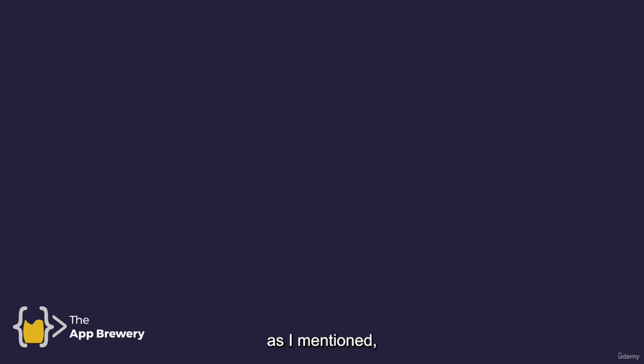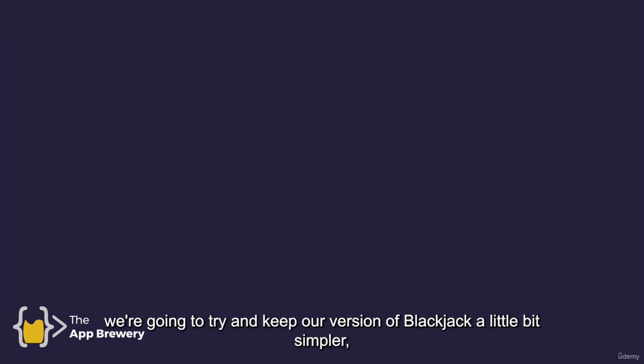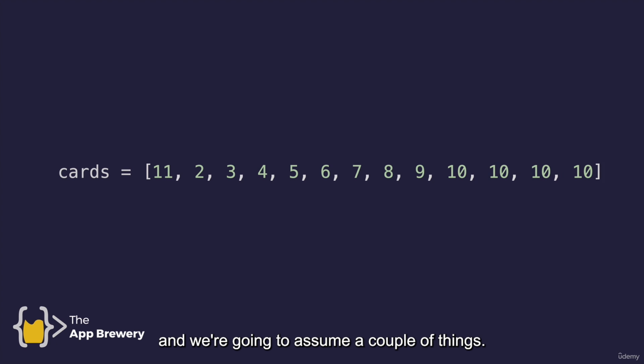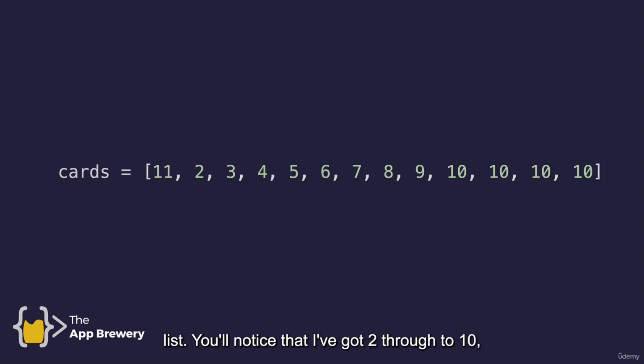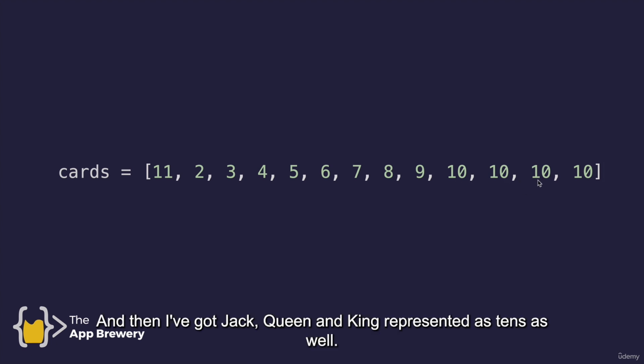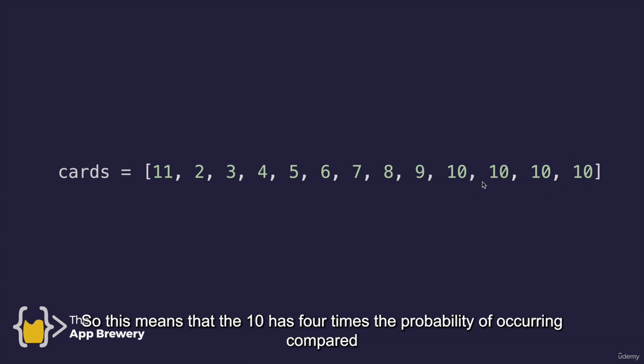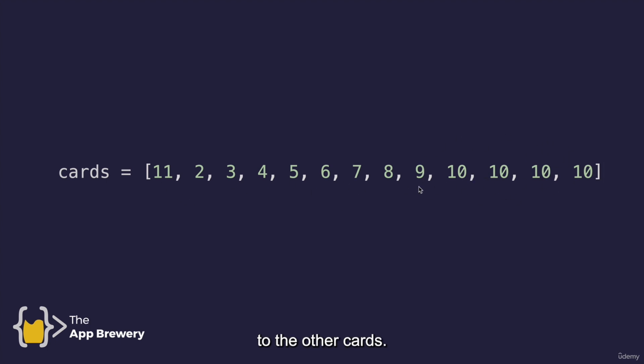Now, as I mentioned, we're going to try and keep our version of Blackjack a little bit simpler, and we're going to assume a couple of things. The first thing is that the cards that we're starting with come from this list. You'll notice that I've got 2 through to 10 all represented in the list. And then I've got Jack, Queen, and King represented as 10s as well. So this means that the 10 has 4 times the probability of occurring compared to the other cards.